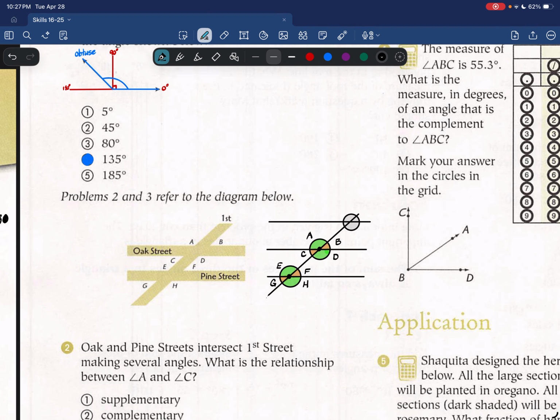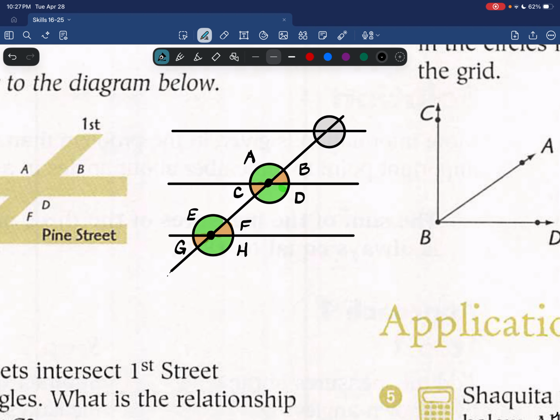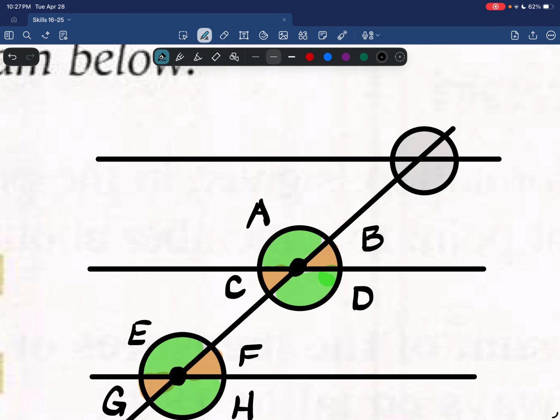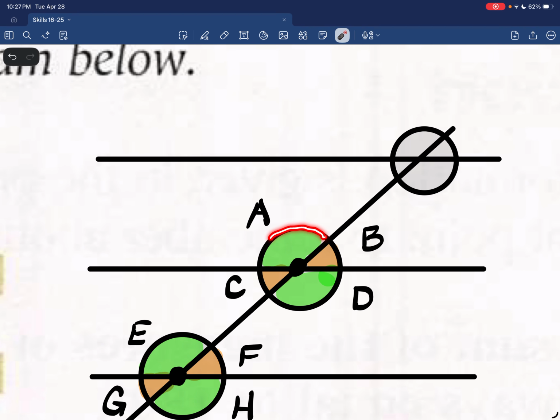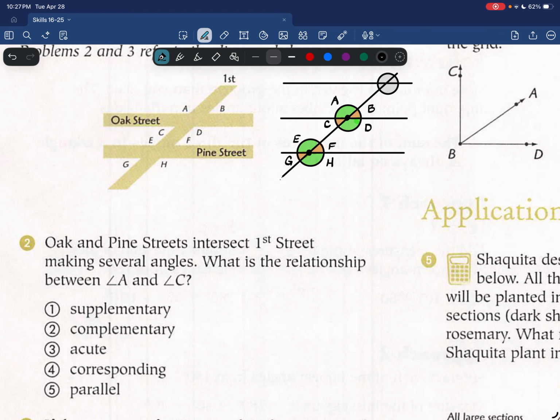All right, let's look at these questions. Oak and Pine Streets intersect First Street, making several angles. What is the relationship between angle A and angle C? So let's zoom in here. We are looking just at these two angles. Well, that's half a circle. That's 180 degrees. Those are supplementary. They make a straight line.